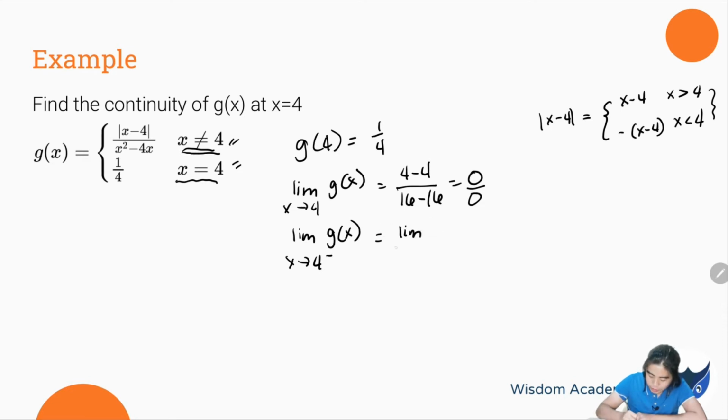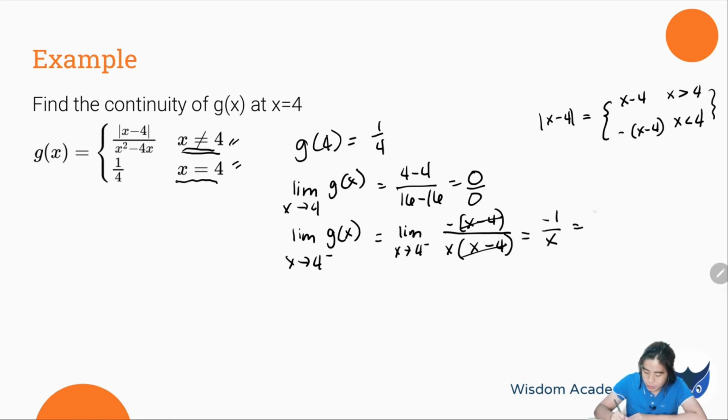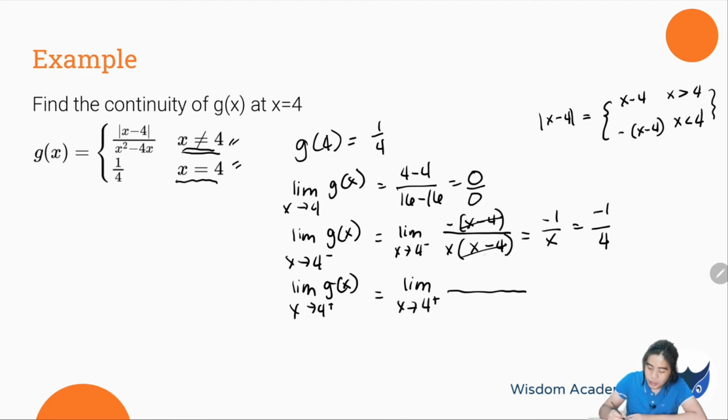So, i-factor out na natin yung denominator. So, maka-cancel out natin si x minus 4 dito. So, negative 1 over x be equal to negative 1 over 4. So, yung limit naman ni g of x as x approaches 4 from the right. So, from the right, yung value ni absolute value is x minus 4 lang.